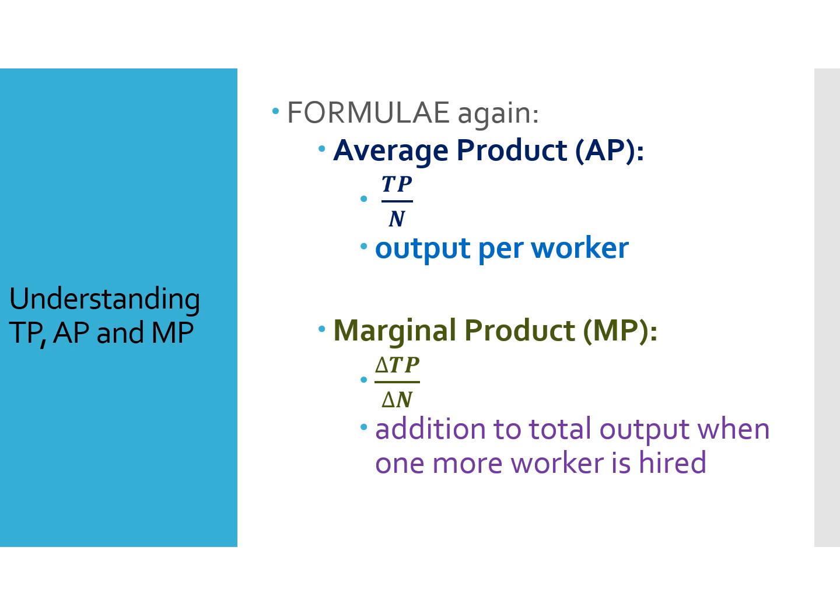Please notice the formula. Your average product is your total product divided by your number of workers, giving you your output per worker, whereas your marginal product is the delta TP, the change in total product, divided by delta N, change in number of workers, which gives us the addition to total output when one more worker is hired.